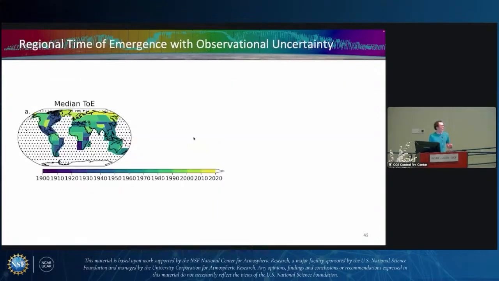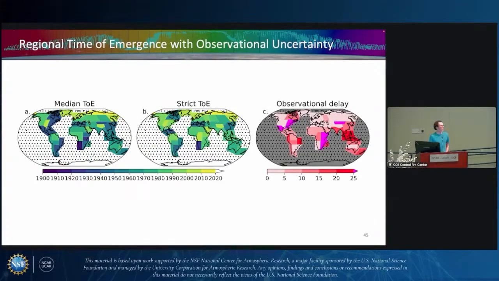And so we can take this and apply it to all these different IPCC regions and reconstruct a similar figure to what I showed from the IPCC at the beginning. And we can see that, when we just ignore our observational uncertainty, we have some pattern of detectability. And what we're adding here is this strict time of emergence and then the difference between the two, which is just the delay that is imparted by this observational uncertainty.